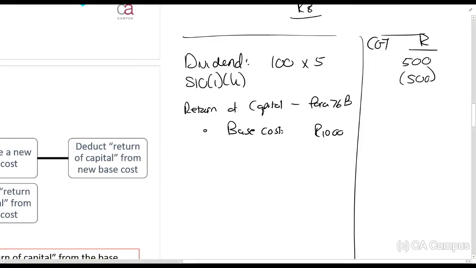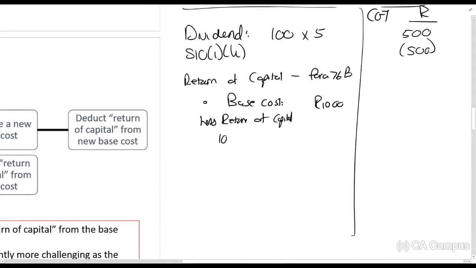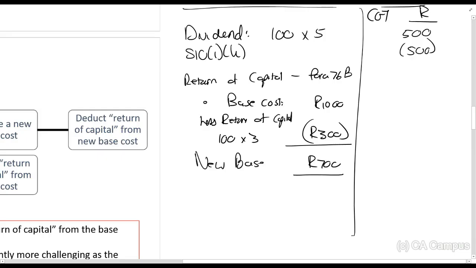Then we say, less our return of capital. They gave us 3 rands per share as return of capital. So 100 times 3 is 300 rands. So this makes our new base cost. This is our new base cost, 700 rands. Please note, there's still nothing in CGT.